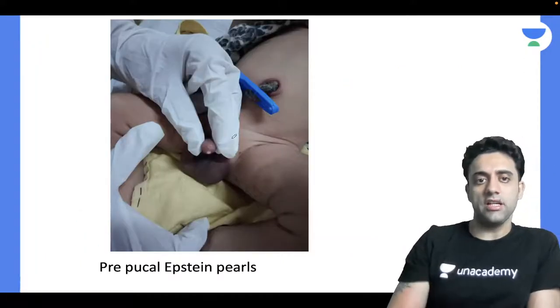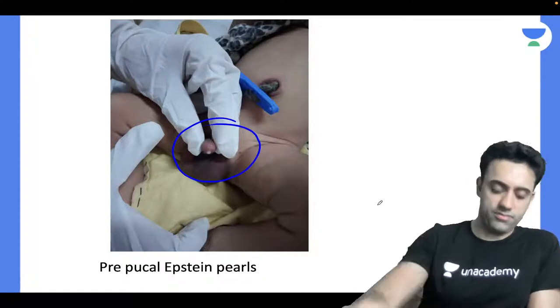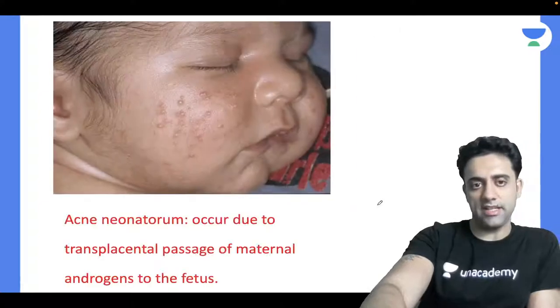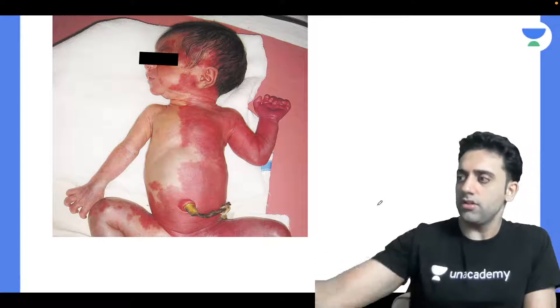Here, look how nice. Can you see this very nice point? Nothing but Epstein pearls. What is this? Anyone? What do you call this?